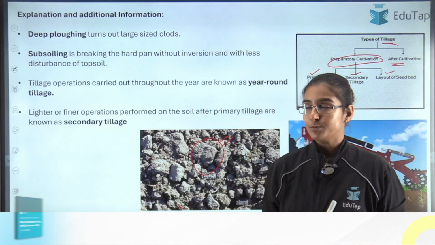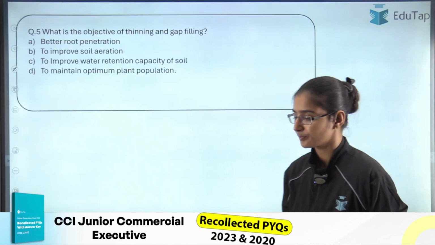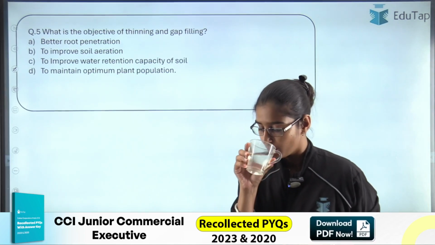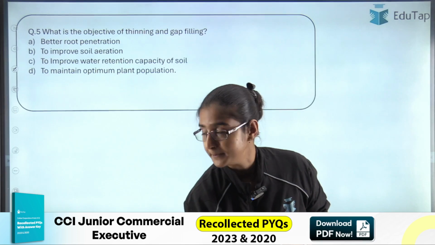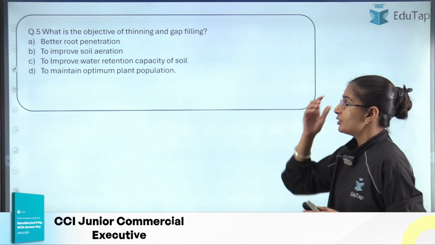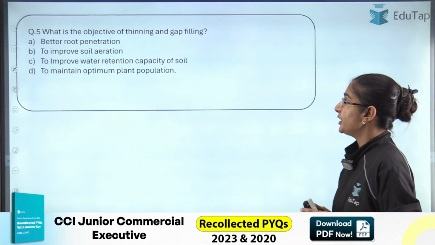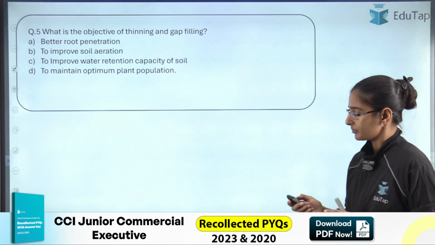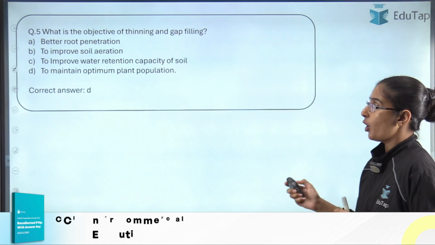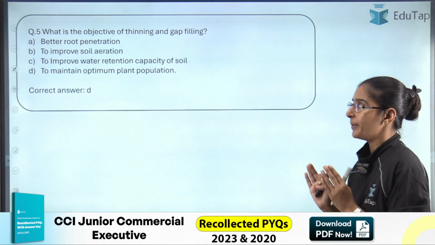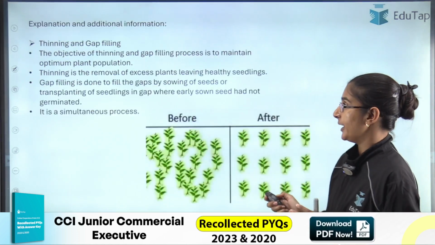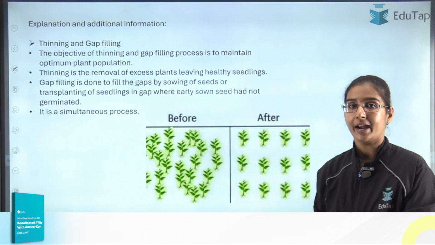Okay, so let's move ahead to the next question. The next question says, what is the objective of thinning and gap filling? The answer here is option number D, to maintain optimum plant population. Now let me explain to you what is meant by the term thinning and gap filling.